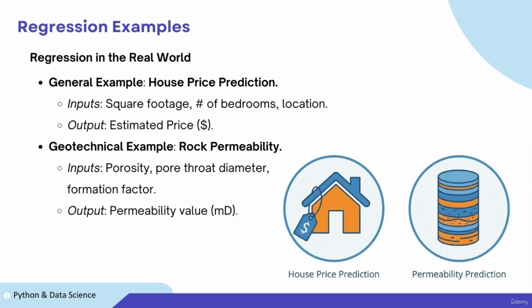Where do we use this? In the general world, think of house price prediction. You input the square footage and the number of bedrooms, and the model predicts a price, say $250,000. In engineering, we use this for rock permeability. We measure input features like porosity, pore throat diameter, and the formation factor. The model then predicts the permeability value in millidarcies. It gives us a precise physical measurement without needing to destroy the sample in a lab.